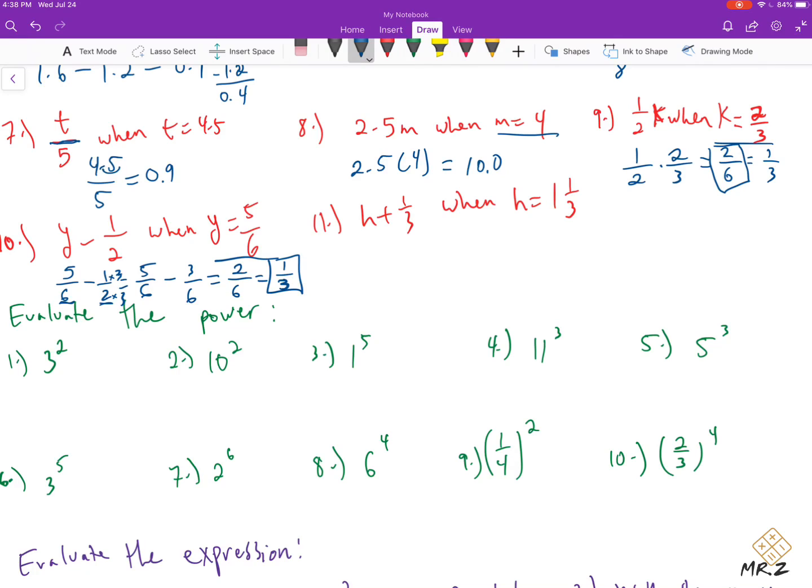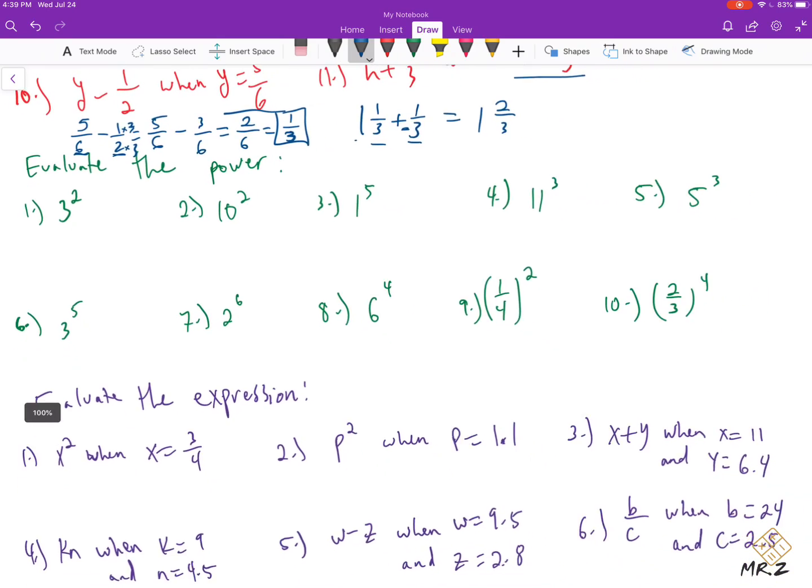All right, h plus 1/3. H is 1 and 1/3, so 1 and 1/3 plus 1/3. Anytime you're adding or subtracting mixed numbers, always make sure the fraction part of the mixed number has a common denominator, which we do here, both have a 3 in the denominator. Make sure you add or subtract the fraction portion first, then after that you can add or subtract the whole number portion. So 1/3 plus 1/3, that is 2/3. Here we have a 1 whole, and here we have nothing, right? So 1 plus 0 is just 1, so 1 and 2/3.